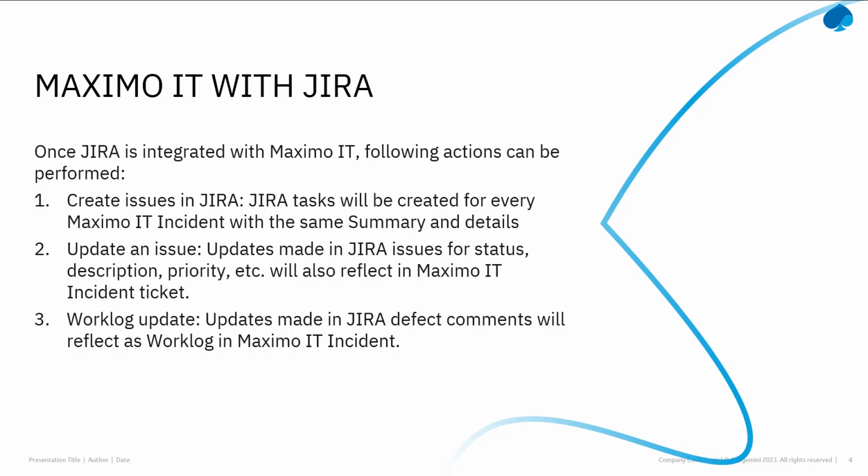Next we will go to our Maximo IT environment and see how these actions are performed. We will try to create a ticket in Maximo IT and see how it is created in Jira as well. Then we will make an update in Jira to see how it's reflected in Maximo IT. And for the third one, work log update, we'll see how this can be done. So next we'll jump to our Maximo IT environment.